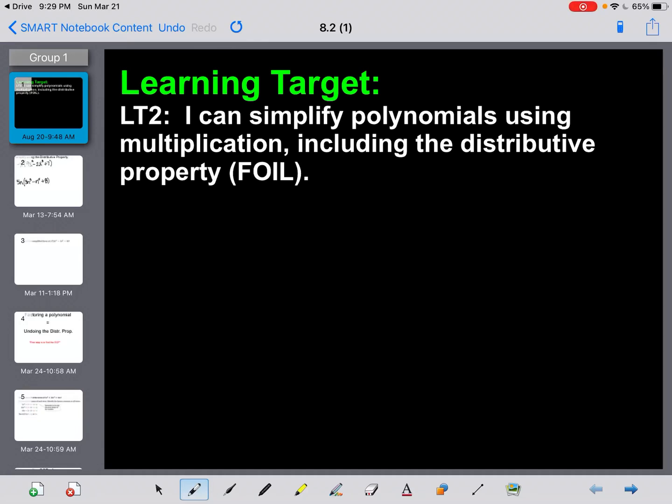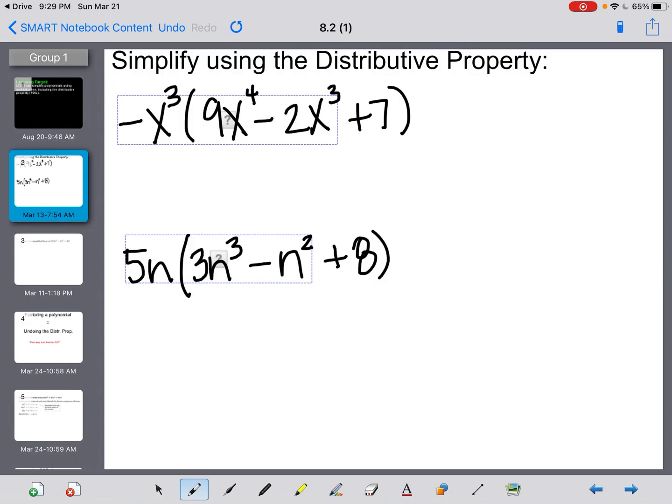Chapter 8, Section 2 was about multiplying and factoring. All right, so you should be able to simplify polynomials using multiplication, including the distributive property, which is also known as FOIL. Okay, so we're just jumping right in, actually, and learning how to simplify using the distributive property.